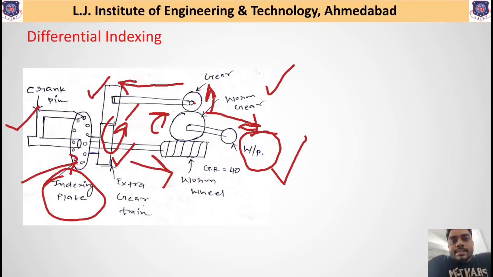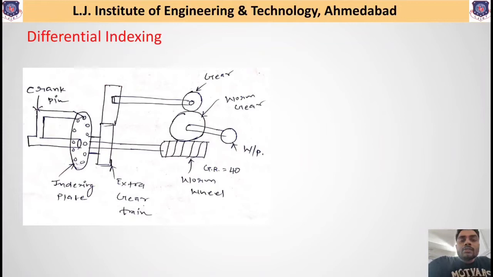So in simple words, the workpiece is rotated by two means: first by simply rotating the crank pin, which through the arrangement also rotates the workpiece, and second the gearing assembly that is also available, which is connected from the worm gear to the indexing plate. This will also enable rotation of the workpiece. And how this rotation will be helpful to obtain any number of divisions on the workpiece, that we will understand.